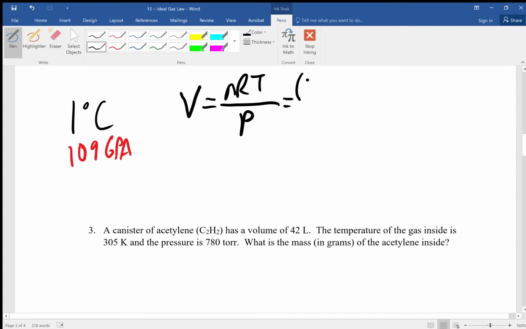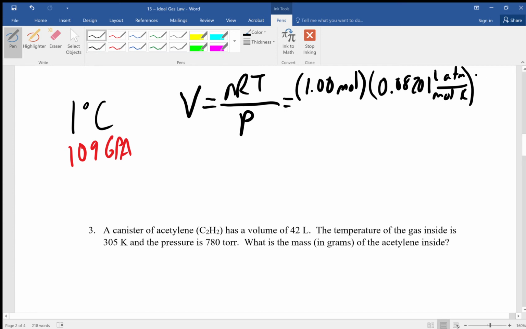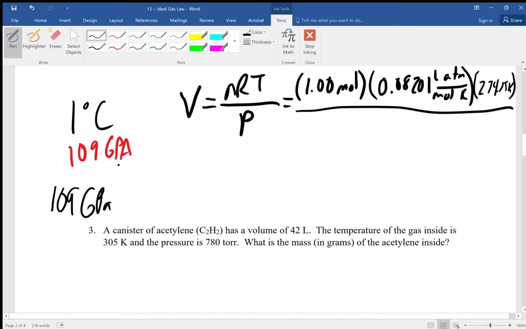So n doesn't change from the previous part, it's still 1 mole. R is still our constant. Our temperature is 1 degree Celsius, which converts very easily to 274.15 Kelvin. And then our pressure needs to be in atmospheres. So we're going to have to take 109 gigapascal and convert that to pascals before we can convert it to atmospheres.